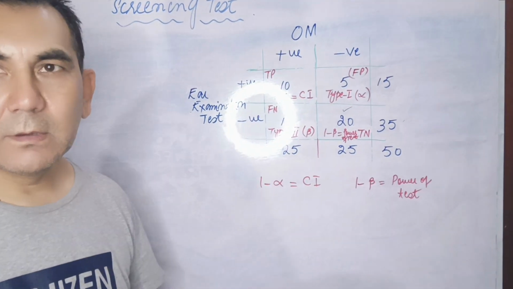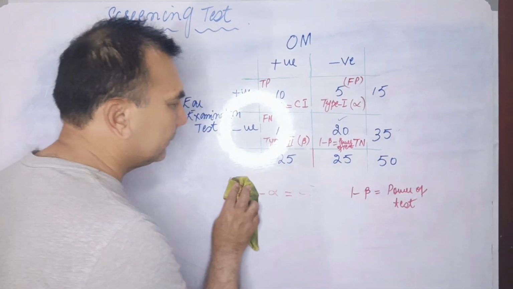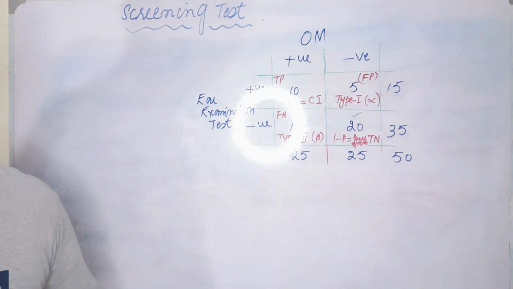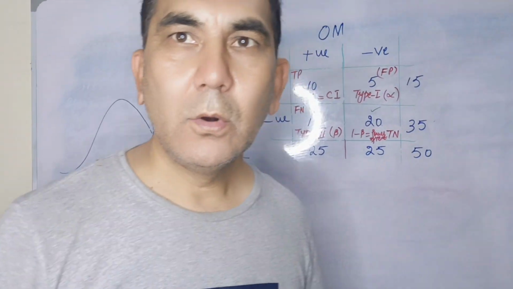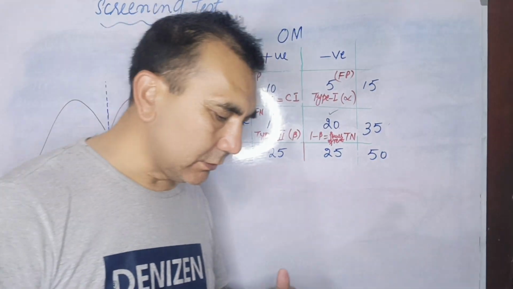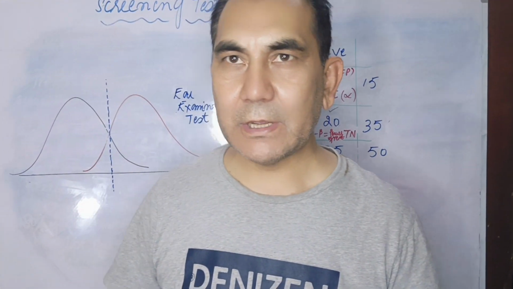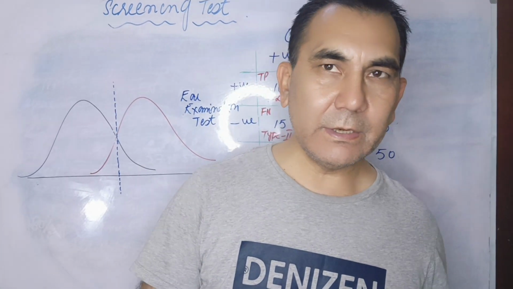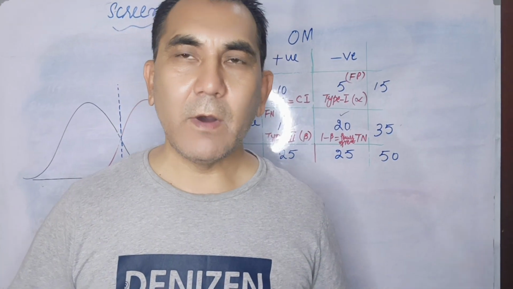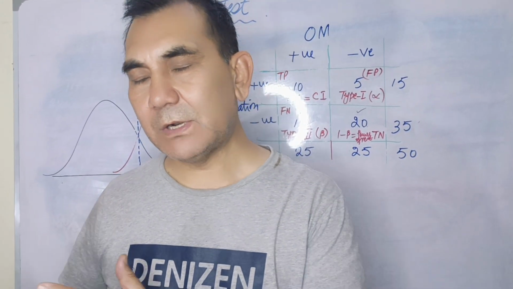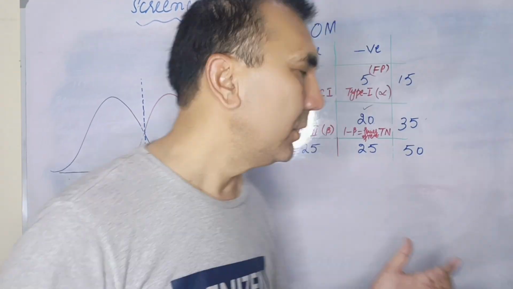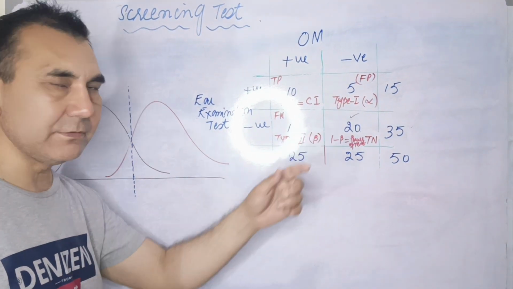So now we will go through another concept, the cutoff point value. Okay, let's clear up another term which is used in a screening test, the cutoff value. If you increase the cutoff value, what is its effect on the false positive, and if you decrease the cutoff value, what is its effect on the false negative. So the false positive and the false negative are very important.